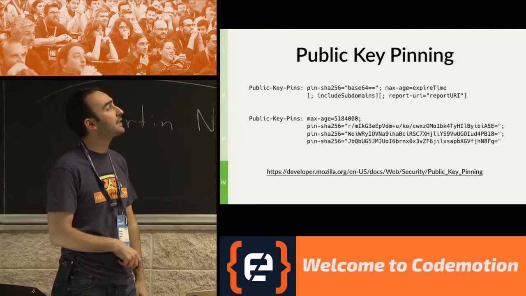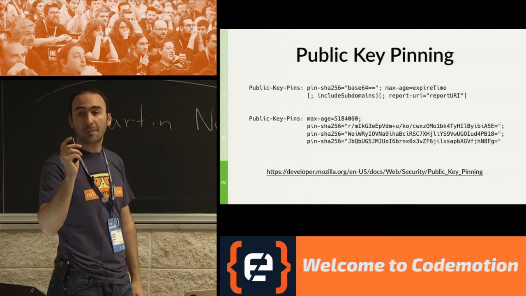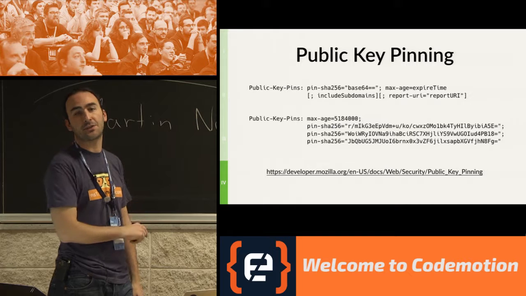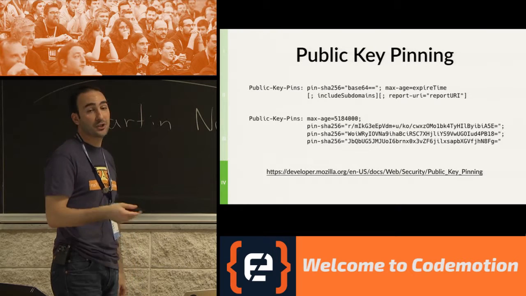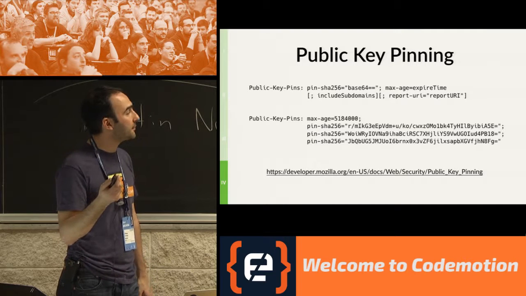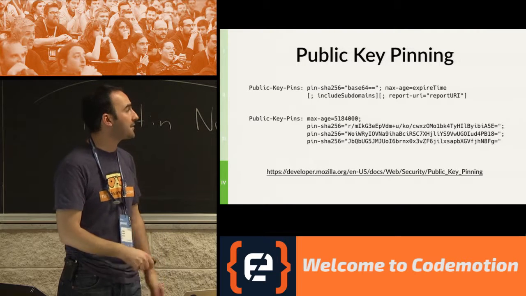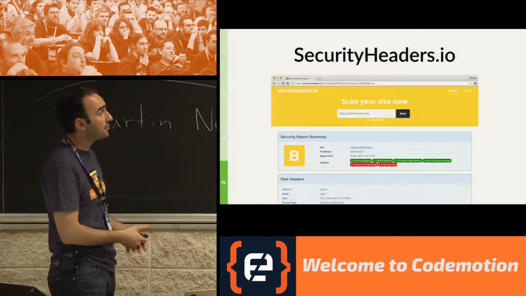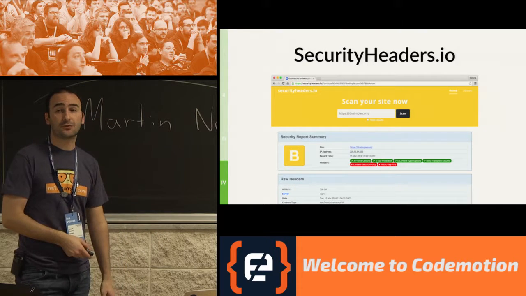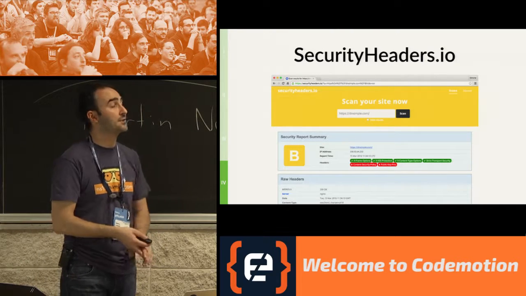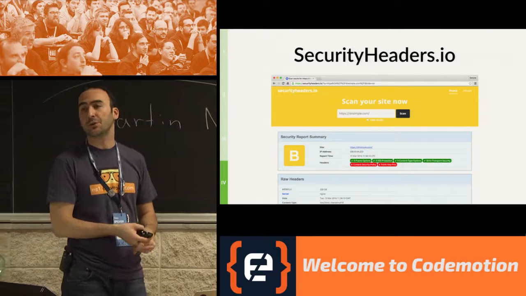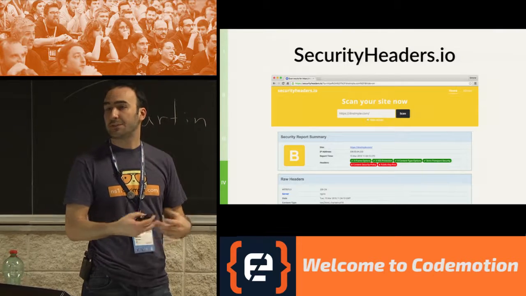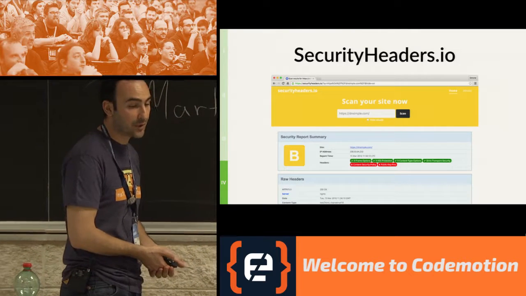And public key pinning is a way to say, I just want my connection to use that specific certificate. If the browser sees another certificate, it will essentially refuse to connect to your website. So it's an extra security measure. A very interesting website you should check out is securityheaders.io, which will validate your HTTPS setup, and it will tell you if you forgot some important configuration.